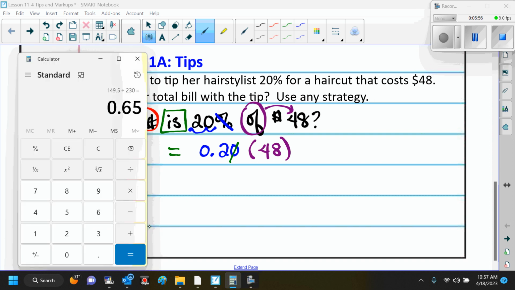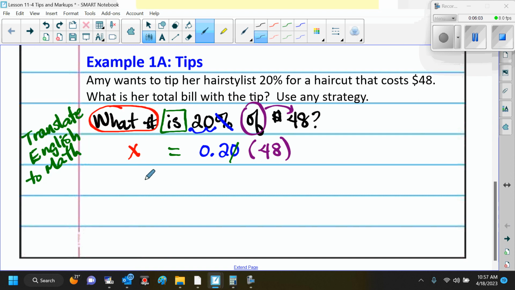So 0.2 times 48, 9.6. So x is equal to 9.6. How much money is that? $9.60. Now, is that my final answer? No, because what are we looking for? The total bill with the tip. This is just the tip, right? So this, I'm going to write here, tip.